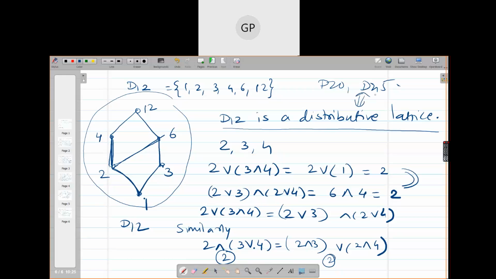There is another example. I will just state it. This structure is called M5. We have already seen N5, and now this is M5. This is 0, 1, A, B, C. This is called M5, and this is also not a distributive lattice.